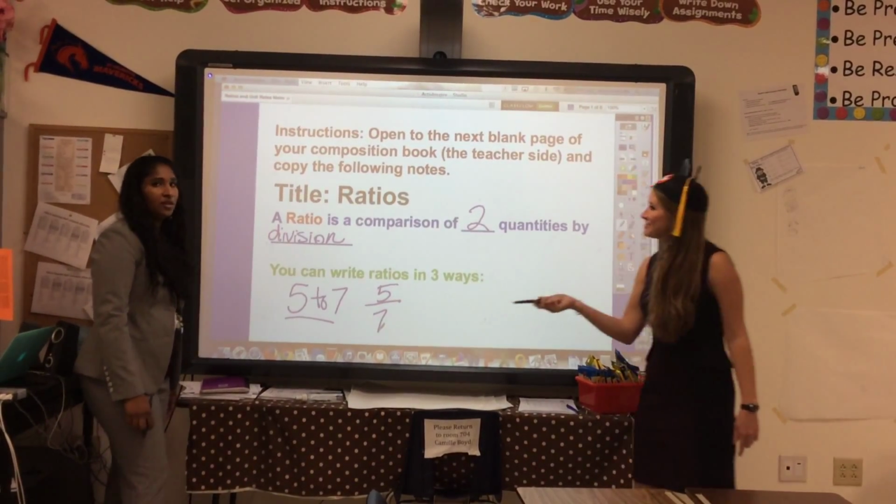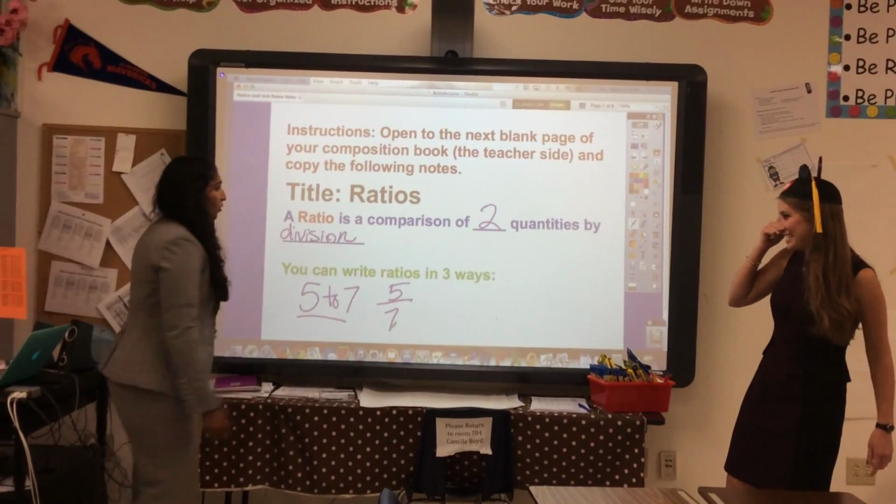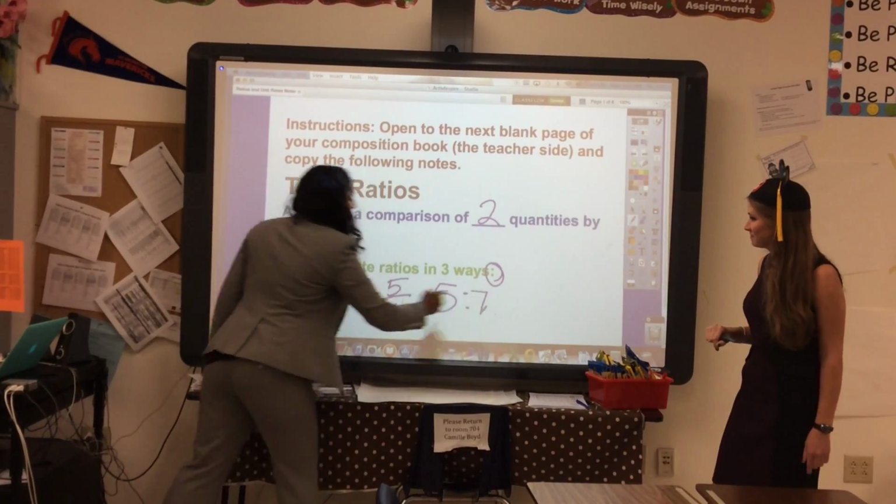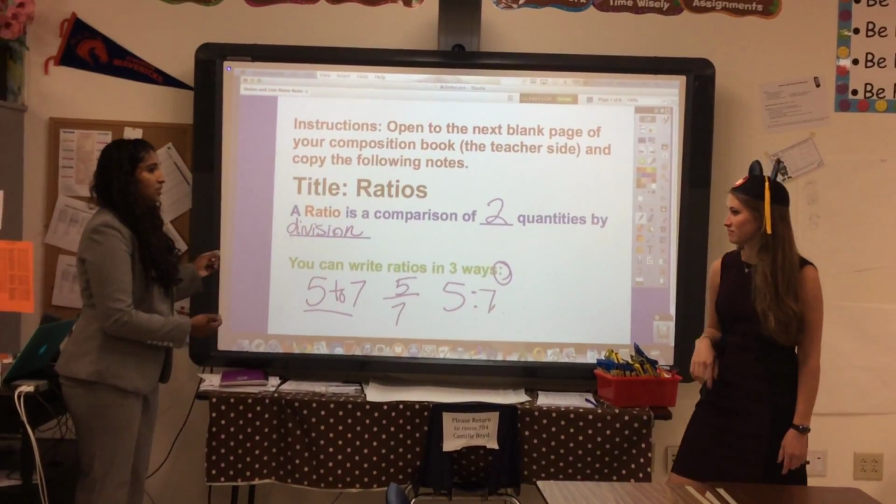And what's the last way, Miss Boyd? We can write it using a colon, like this thing right here. So we can write 5 to 7. Make sure you have all of this in your notes.